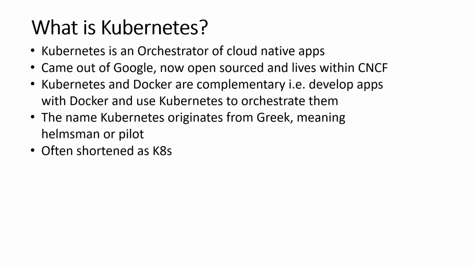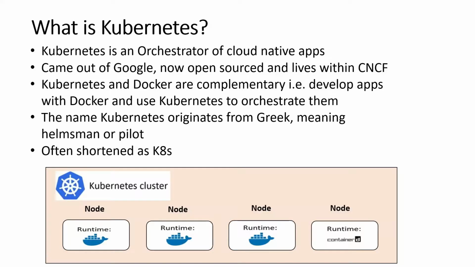A typical Kubernetes cluster looks something like this, where the cluster has multiple nodes and each node is running a container runtime like Docker, Containerd, etc., which conforms to CRI or the Container Runtime Interface. Kubernetes decides which node should run certain applications, when to scale up or down, and execute updates, etc.